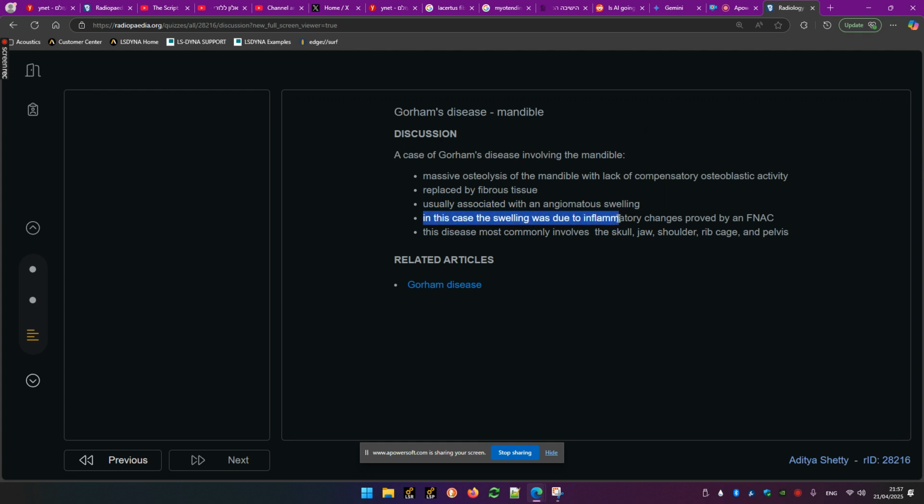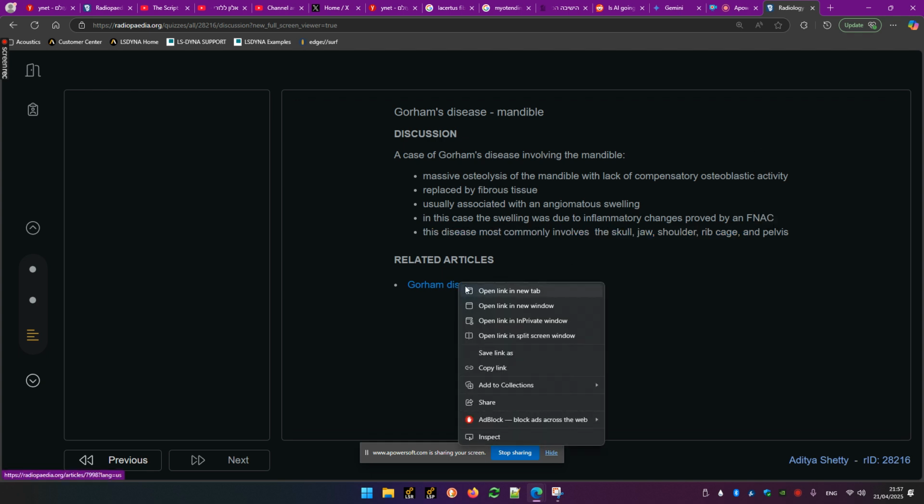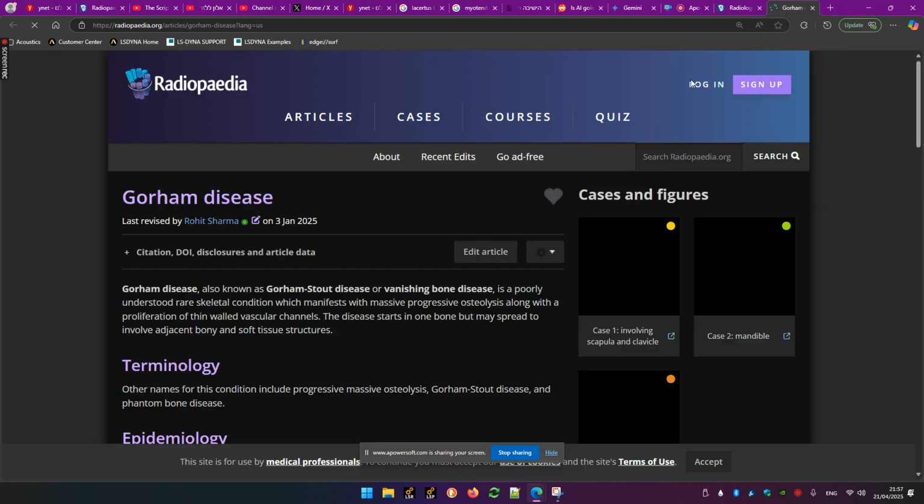In this case, the swelling was due to inflammatory change proved by an FNA. What is FNAC? FNA core? I don't know. This disease most commonly involves the shoulder, rib cage, and pelvis. What is going on? This is Gorham disease.